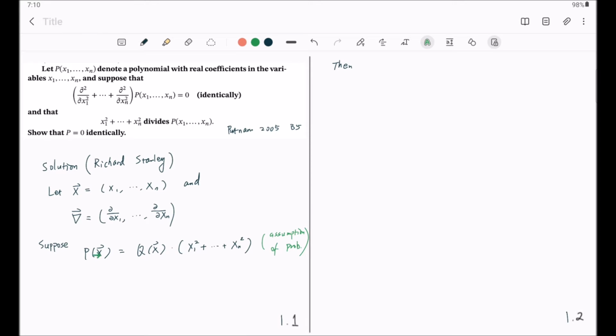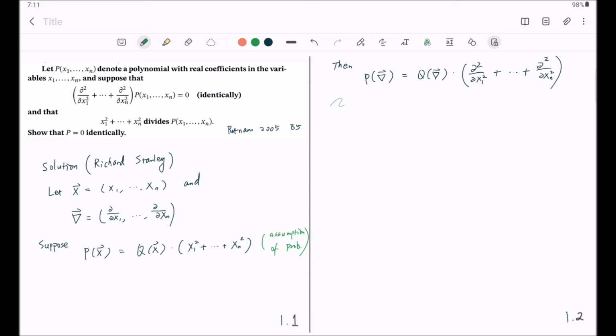we're going to replace this x with this nabla. When we make this replacement, x1 will be replaced by d by dx1, and will be squared, all the way to xn replaced by d by dxn squared.